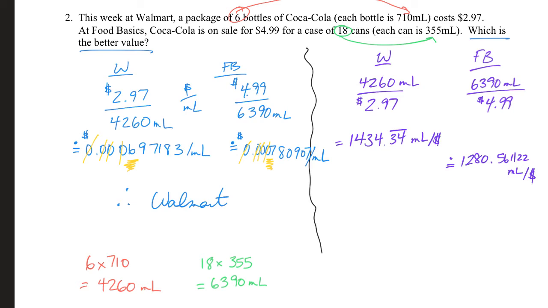But now I have to ask myself, if I am calculating milliliters per dollar, is the better value a bigger number or a smaller number? If I have milliliters per dollar, then I want to get the most milliliters I can for every dollar that I spend. So in the purple case, I'm looking for the larger value. Which one has the larger value? Walmart. Therefore, Walmart is our final answer.